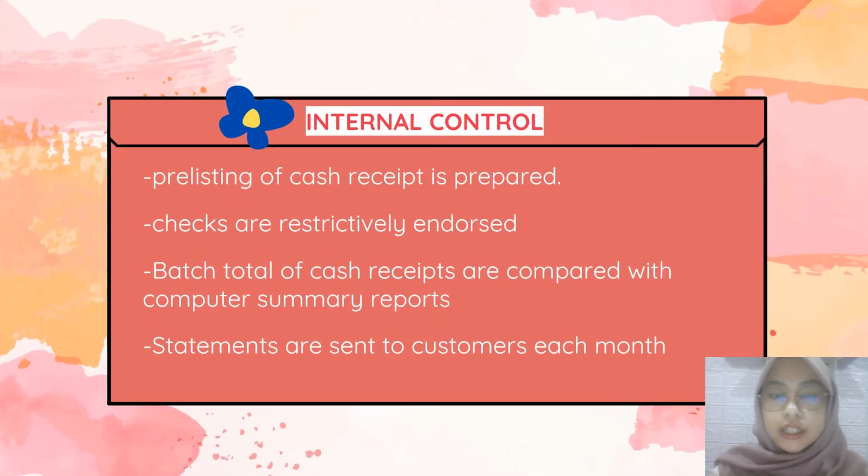Okay, for the internal control, what does the company do to make sure that the cash receipt is recorded? First, the pre-listing of cash receipts is prepared. Second, the checks are restrictively endorsed. Third, batch totals of cash receipts are compared with computer summary reports. And lastly, statements are sent to customers each month.